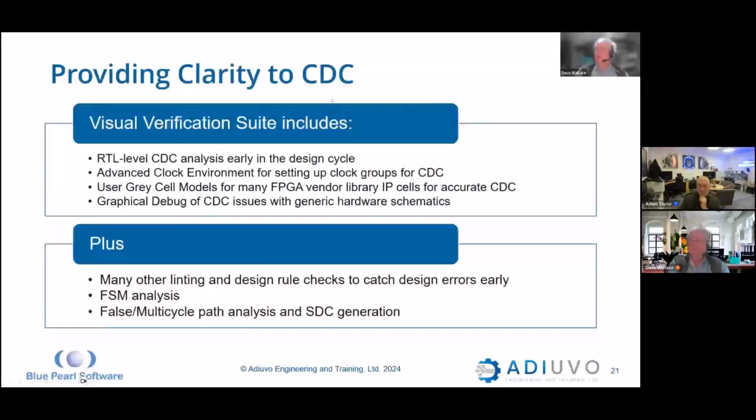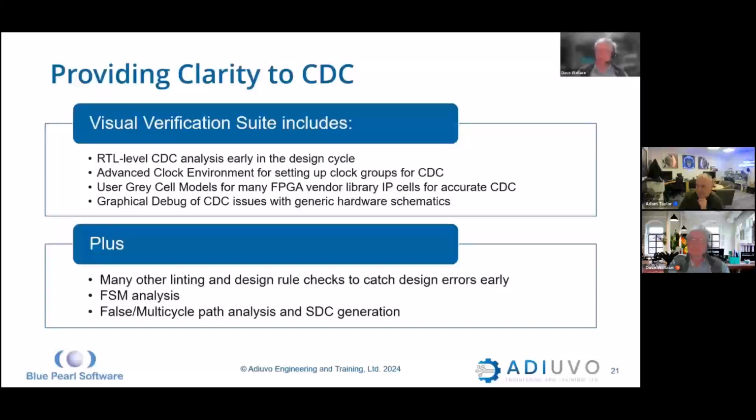So the Blue Pearl Visual Verification Suite is one tool that can help provide clarity to CDC, particularly for FPGA designers. We include RTL level CDC analysis early in the design cycle, so you can fix your CDC problems before you invest a lot of time in synthesis and simulation. We have our advanced clock environment, which helps set up the clock groups for CDC. That's where that diagram I showed you earlier came from. We have user gray cell models for many FPGA vendor library IP cells for the libraries that we support. They help you use accurate CDC for that.